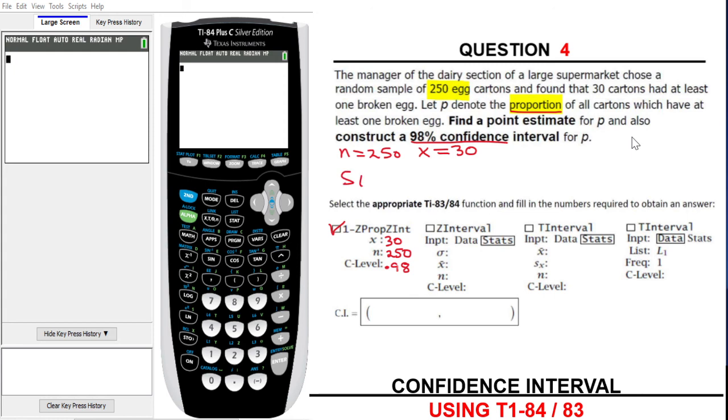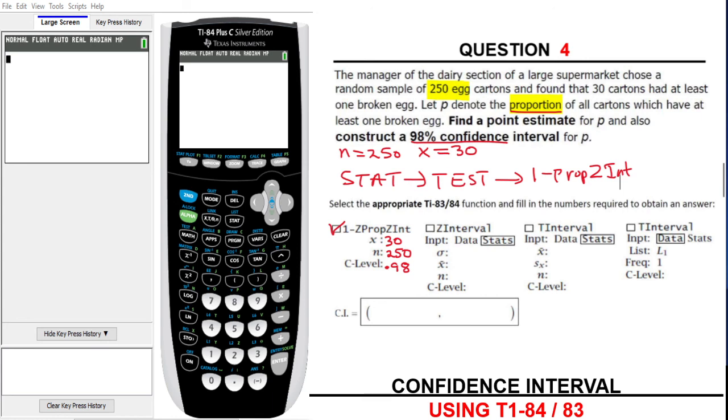So we are going to start, then test, then we will select 1-PropZInt.